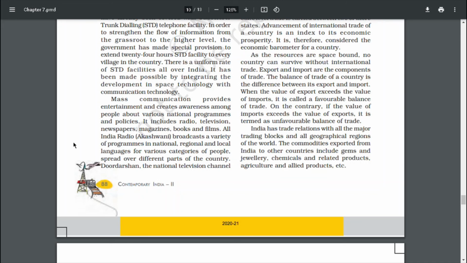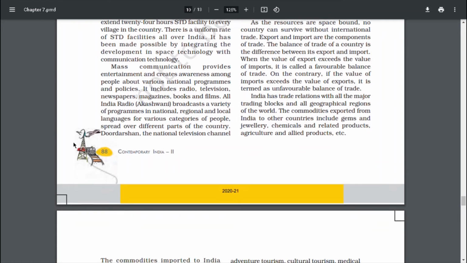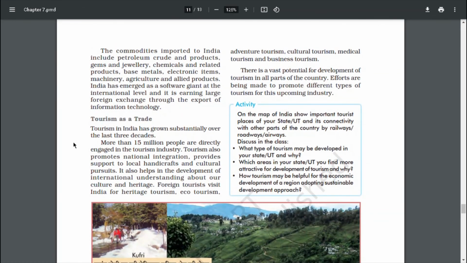The commodities exported from India to other countries include gems and jewelry, chemicals and related products, agriculture and allied products, etc. The commodities imported to India include petroleum, crude and products, gems and jewelry, chemicals and related products, base metals, electronic items, machinery, agriculture and allied products.